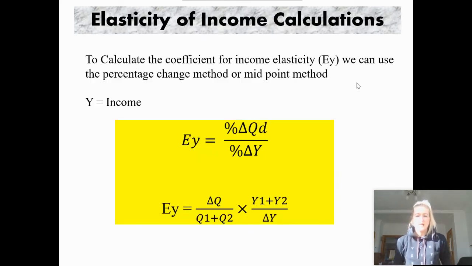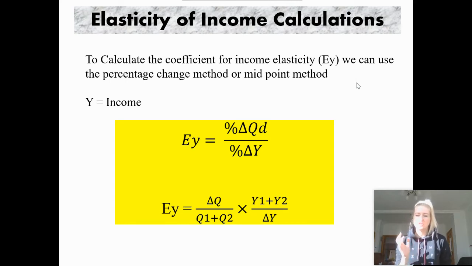So the calculations are similar to the price elasticity of demand. The only difference is essentially we are looking at income, and remember Y in economics stands for income. So the percentage change formula at the top, elasticity of income, is the percentage change in the quantity demanded over the percentage change in income. And down the bottom we have the midpoint formula, which has changed a wee bit, but this one's easier.